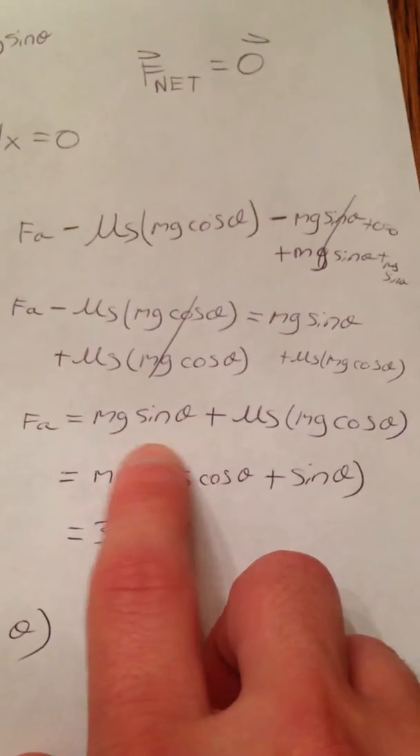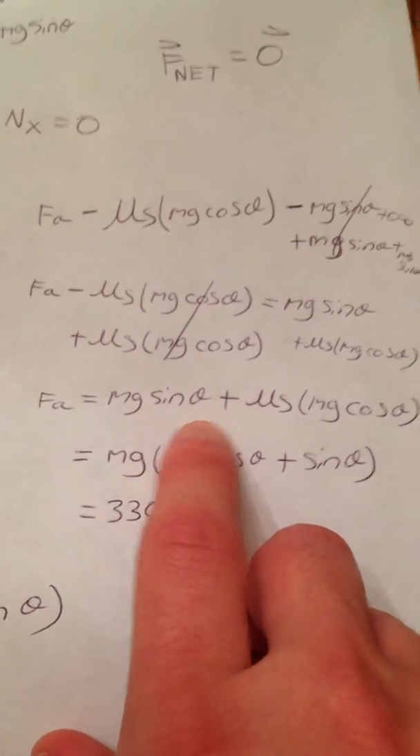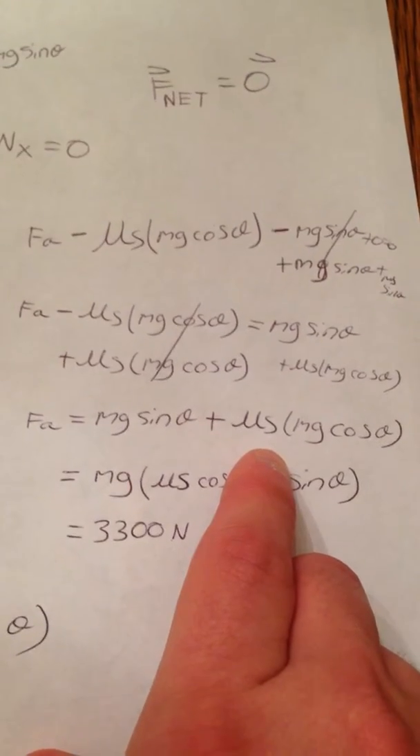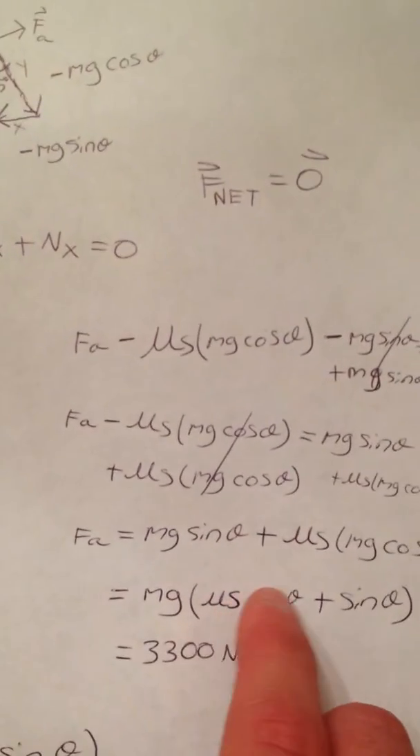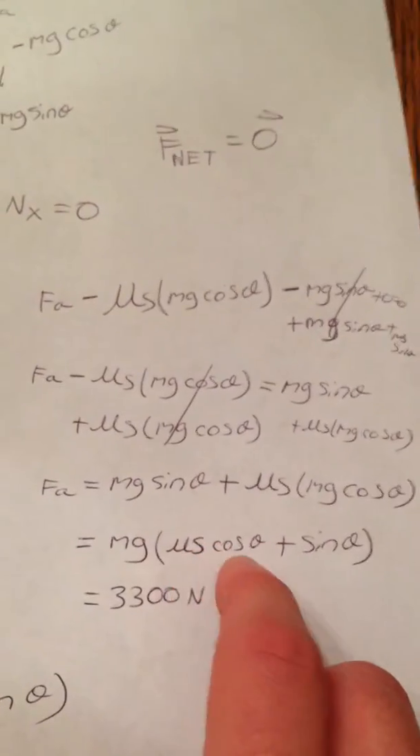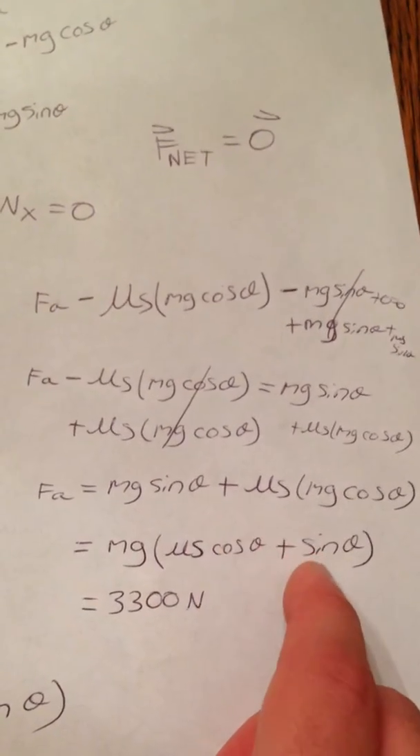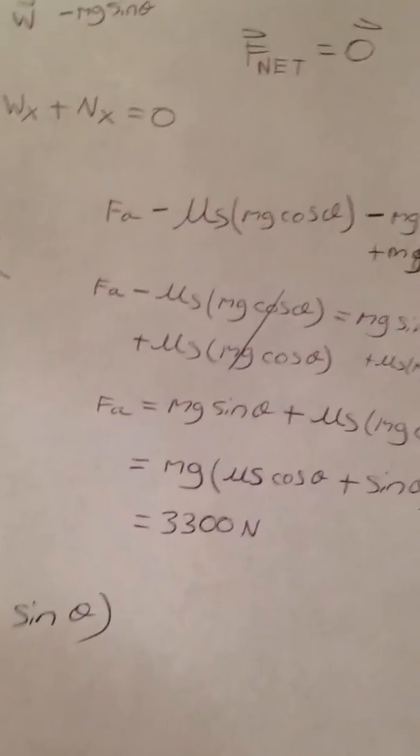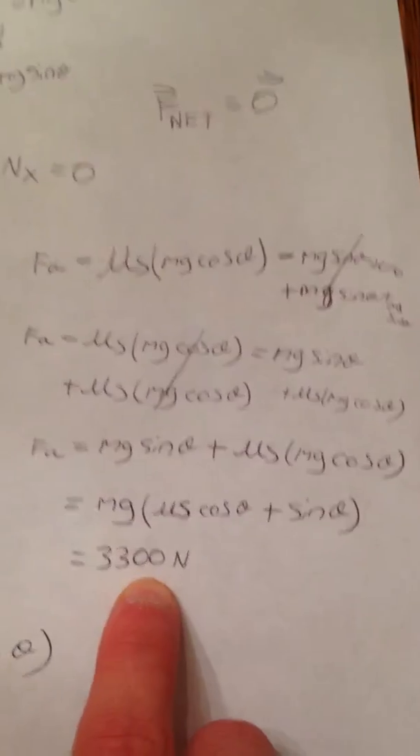Now, the book modifies this even more. We've got two mg's multiplying cosine and sine, so you just put one mg. You open up the parentheses, and since the coefficient of static friction is only being multiplied by the cosine, that's why it's right here with cosine. And of course the cosine and sine are being added, so that's why we add. Plug that in and you get 3,300 newtons. You might get 3,321 newtons, but they round it to 3,300 newtons, and that's the first part.